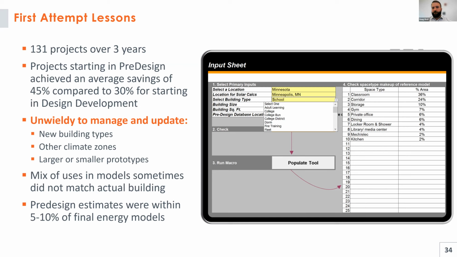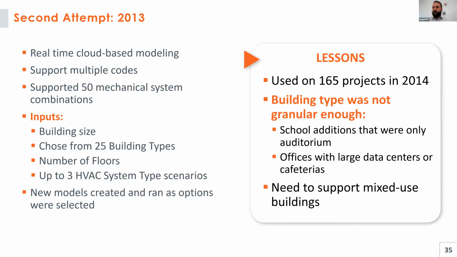So in 2013, we took a second attempt. This time, rather than relying on prototype pre-run models, we started doing real-time cloud-based energy modeling, supporting multiple energy codes, a lot of different mechanical systems. We had inputs like building size or square footage, a number of different building types again, able to model a number of different floors, multiple HVAC system types. And it was used on 165 projects in 2014.